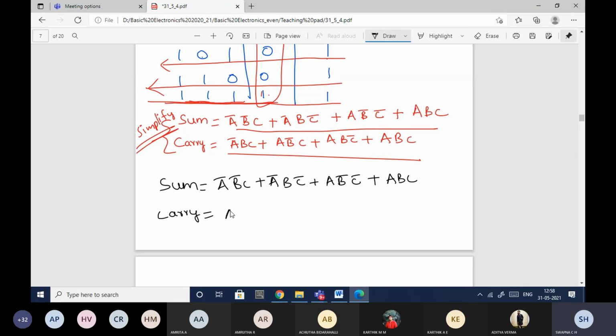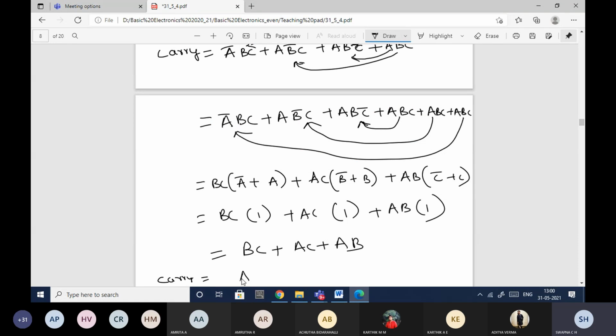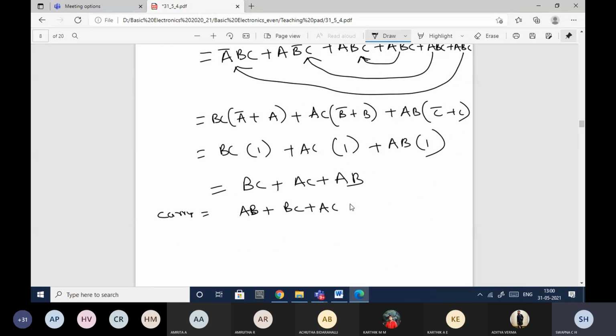Come back to the carry equation. You have A bar BC plus A B bar C plus A B C bar plus ABC. BC into A plus A bar is nothing but 1. AC into B plus B bar is nothing but 1. AB into C bar plus C is equal to 1. So it is nothing but BC plus AC plus AB. Or I can rewrite it as carry equals AB plus BC plus AC, just to easily remember this equation. Because it satisfies the commutative law, I have just interchanged their location, that's it.